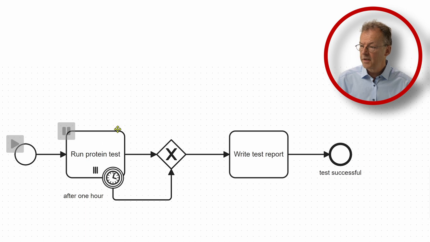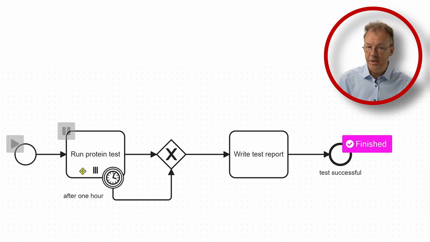In this example, we choose a timer boundary event. Here we have 2 tasks. This is the multi-instance task run protein test, and then we have write test report. And at run protein test, we have an interrupting boundary event, a timer event in this case. And if we do the token simulation, it goes straight through to write test report. But if we are not finished with our multi-instance task here after 1 hour, then we also go out here and go to write test report.